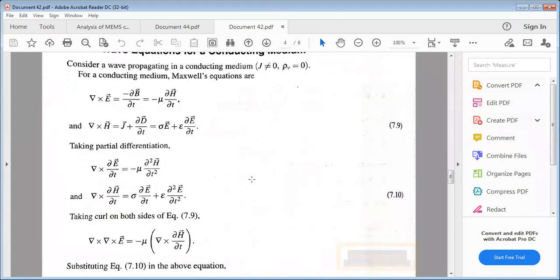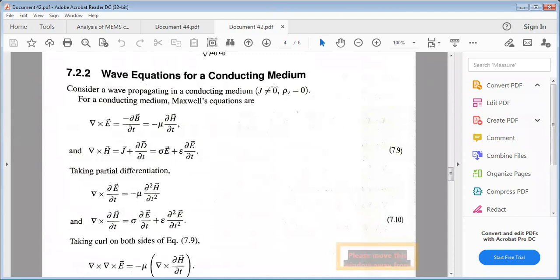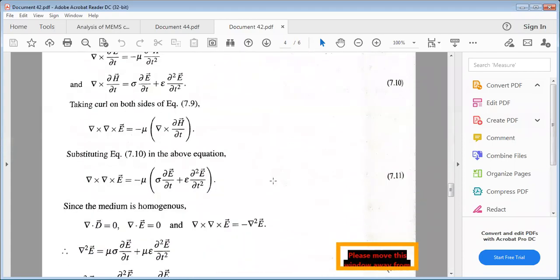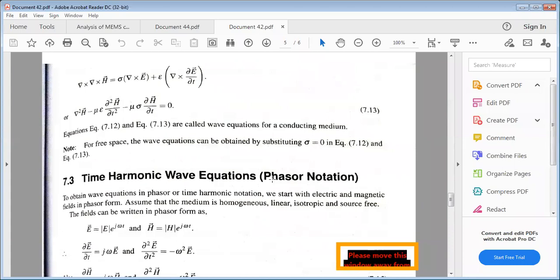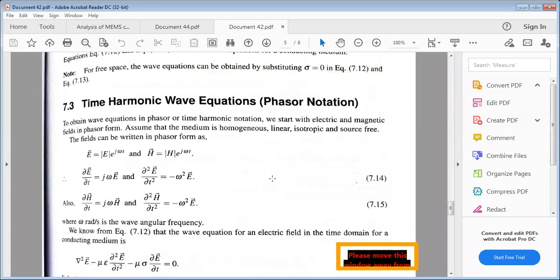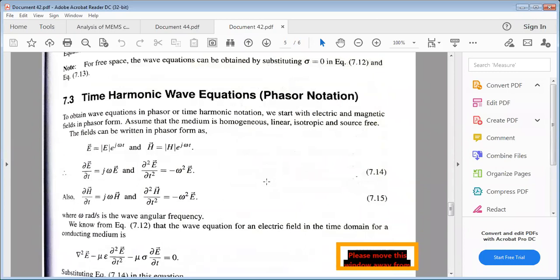And wave equations for the conductive medium. What are the properties of the conductive medium? Conduction current density is never equal to 0 and rho v equal to 0. When we substitute the same in the derivation of the wave equations, we get the wave equations for the conductor and perfect dielectrics. These are the concepts we learned in the last class.